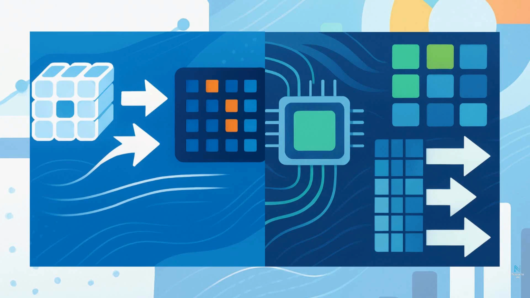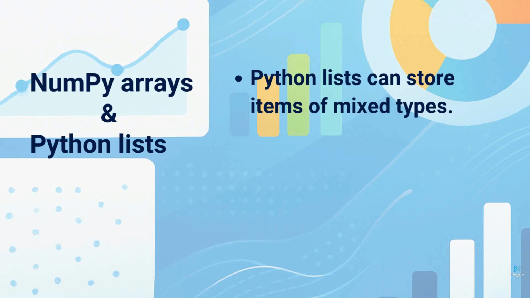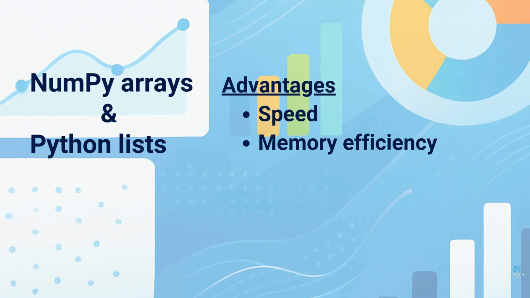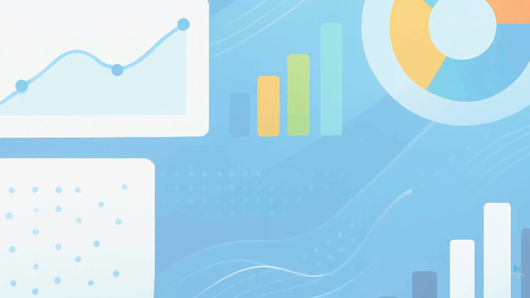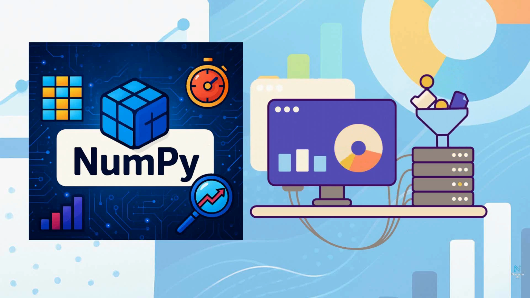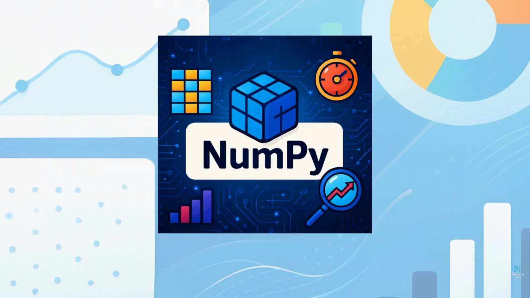Let's compare Numpy arrays with Python lists. With Python lists, you can store items of mixed types, but with Numpy arrays, all elements must share the same type and the array size is fixed. This restriction gives Numpy arrays two big advantages: speed and memory efficiency. That means you can perform operations like element-wise maths or matrix computations much faster than you could do with plain lists. Because of these advantages, most data science libraries rely on Numpy arrays as the backbone for numerical computation.